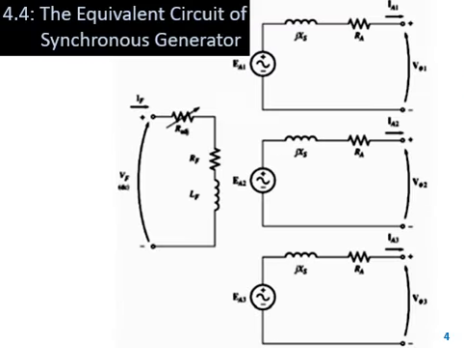Now we come to the section which deals with the equivalent circuit of synchronous generators. In this diagram, it has been shown that this is basically the equivalent circuit of a synchronous generator which has three phase voltages. So we will study this in detail, and at the end we will be able to derive this equivalent circuit. So let's start.